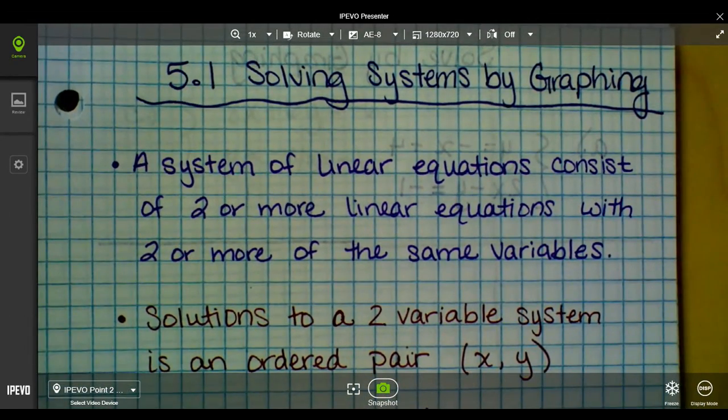Hello, everybody. Welcome to Chapter 5. So Chapter 5 is all about solving systems of equations.